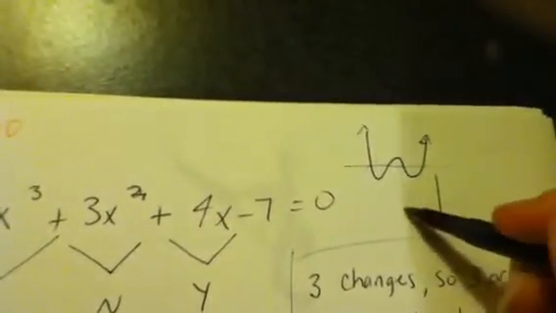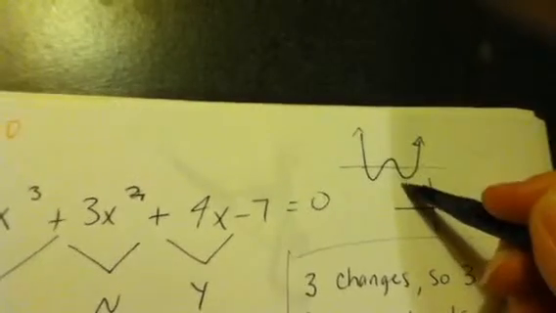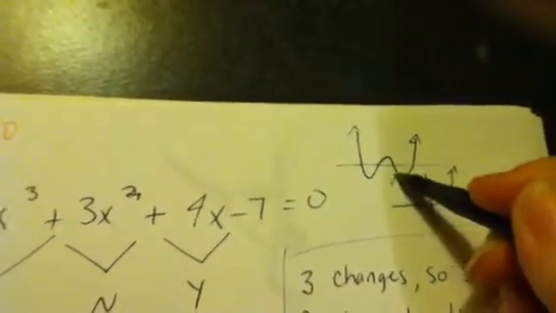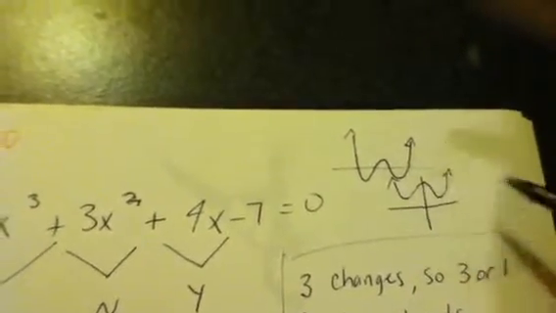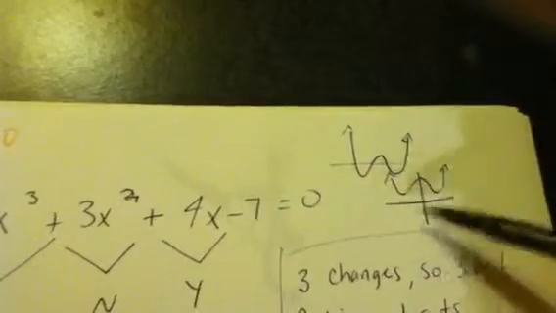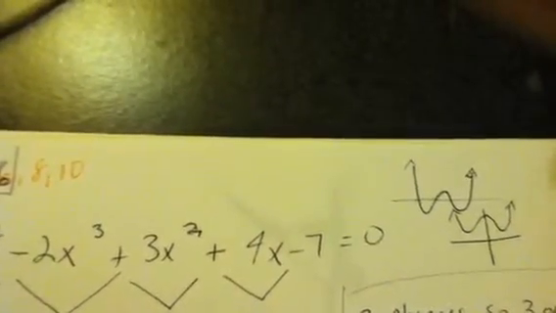Because remember, we could have this situation going on. We could have it where it doesn't have any real roots, but maybe it has some pairs of complex roots. Because remember, the complex roots come in conjugate pairs. You'll have like plus or minus 3i or something like that.